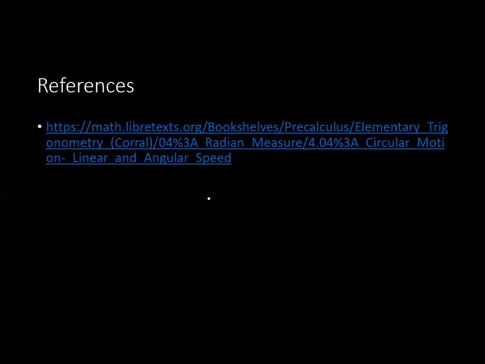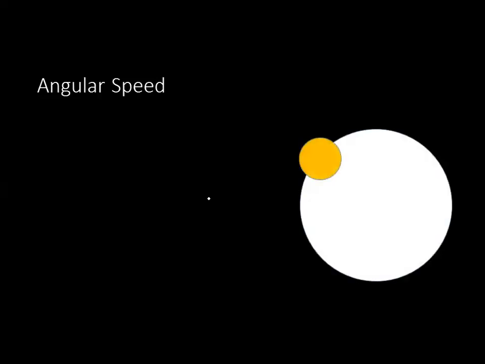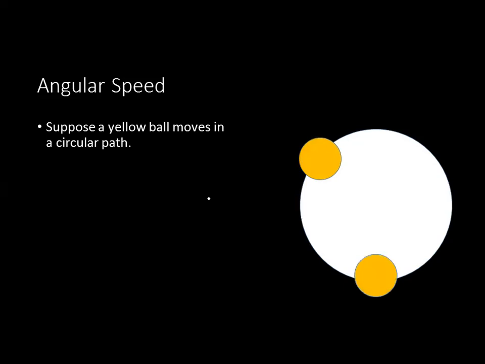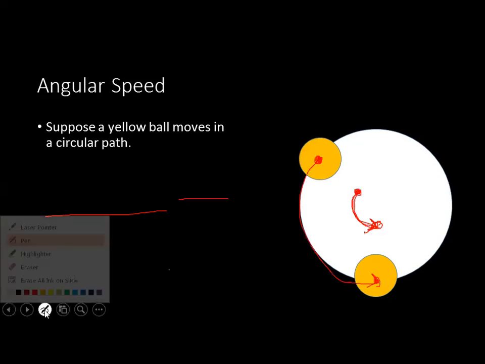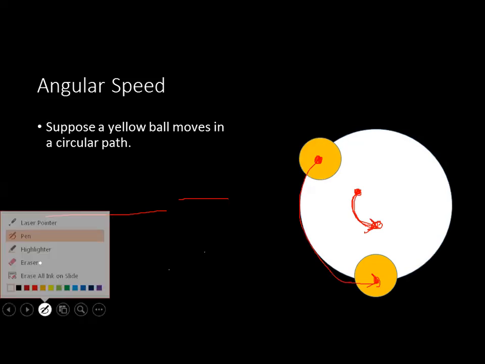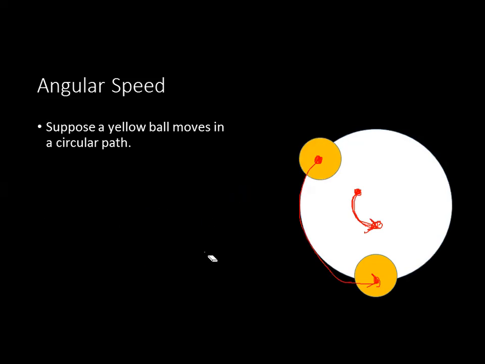Anyways, let's continue. Angular speed. So the same example. Suppose a yellow ball moves in a circular path. Then the ball stops there. This is your final position. Now the question here is, wait, what's this? By the way, forgive me, there are my drawings from last time. Forgive me. Anyways, the question here is this one.